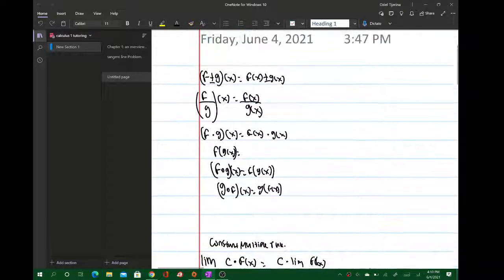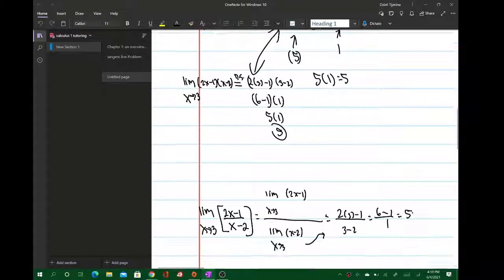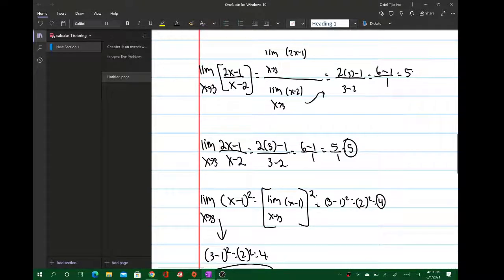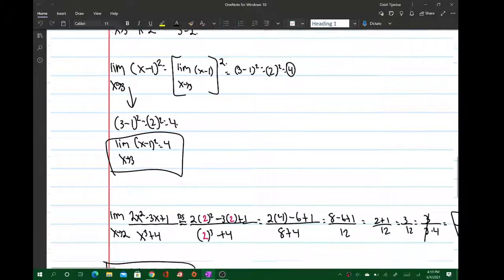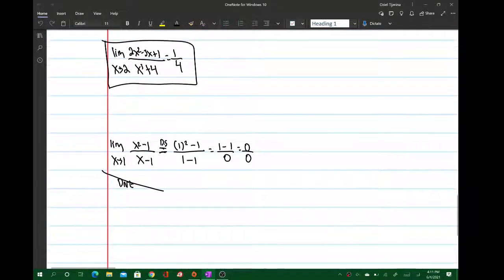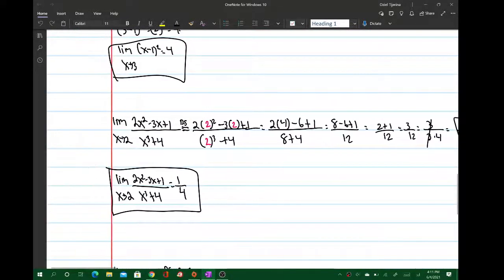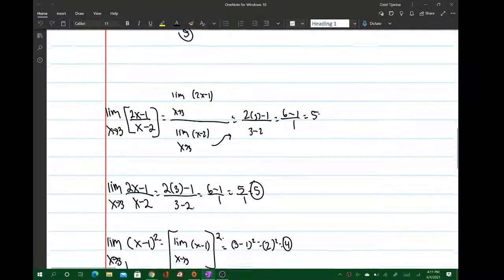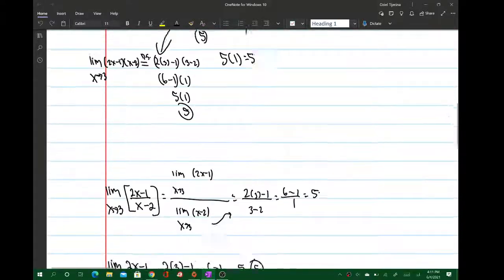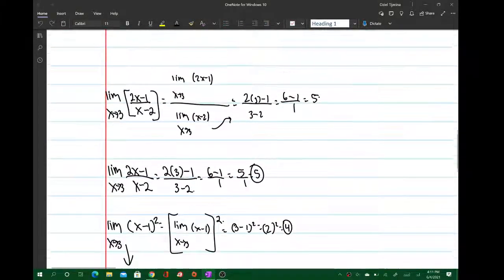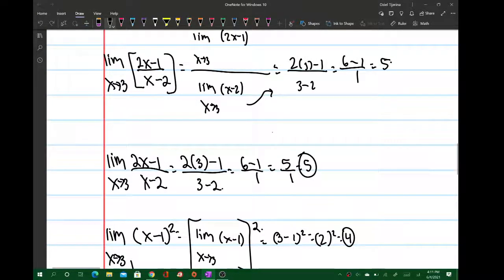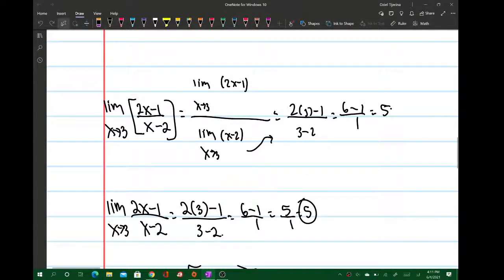In this next section, we're going to start to evaluate limits, okay? I did the first two already. So basically, let me just write this down again.